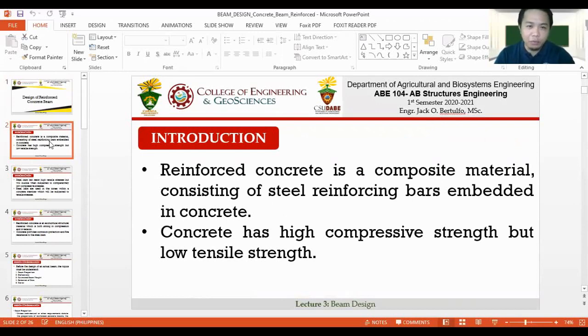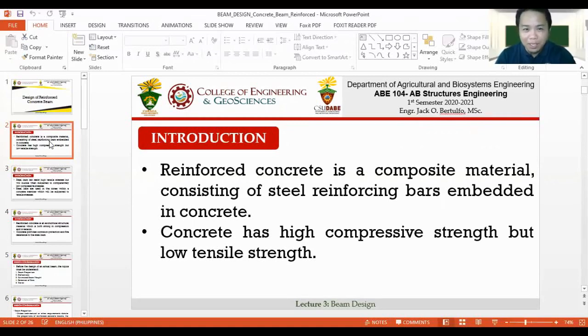So first, we define reinforced concrete beam. Reinforced concrete is a composite material consisting of steel reinforcing bars embedded in concrete. Unlike timber, in which only one material is used, a reinforced concrete beam is different because it utilizes two materials: steel reinforcing bars and concrete. Because of this, we need another principle on how to design it, since there are two materials being used. Concrete has high compressive strength but low tensile strength.